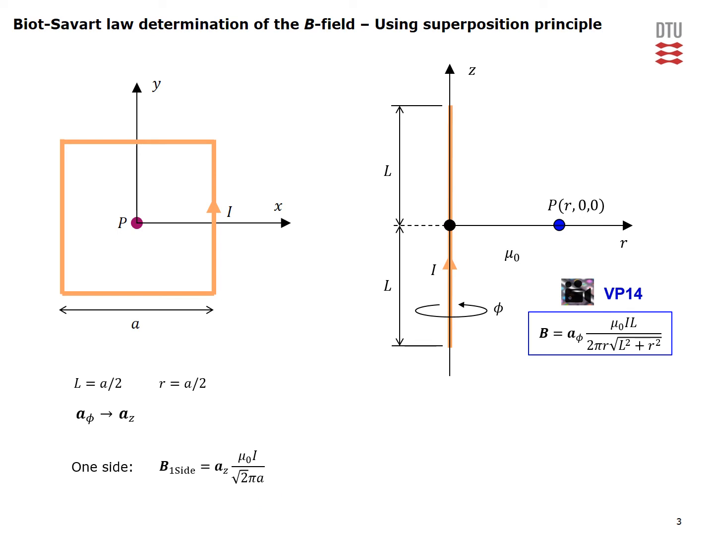So very easily you see that for this side of the loop you get the field which is given by the expression here, and you simply have to superimpose four of those fields to get this final result that we can see here. So this is actually a simple expression for the B field at the center of this square current loop, which we obtained on the basis of some previous results and also the superposition principle.